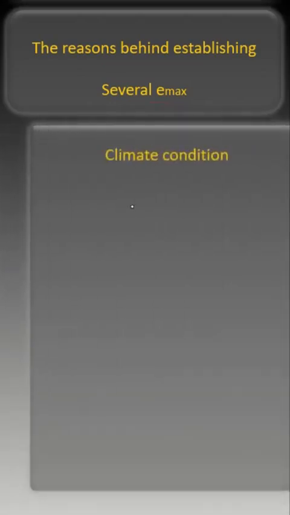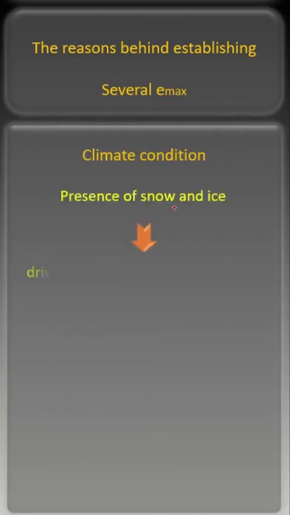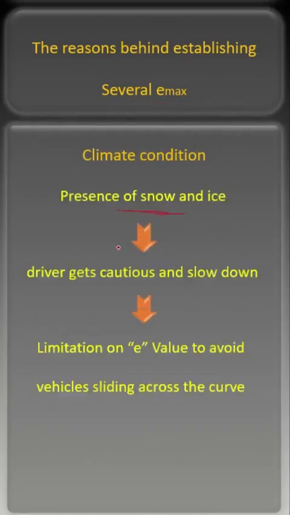Presence of ice or snow on the surface of roadway makes drivers more cautious. They normally adopt speeds well below the design speed, so to minimize vehicles sliding across the curve, climate could restrict the maximum superelevation, which is another reason for establishing different maximum superelevation rates.